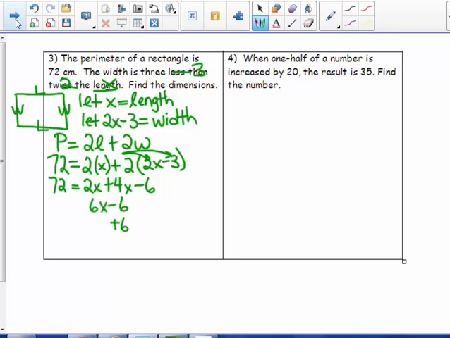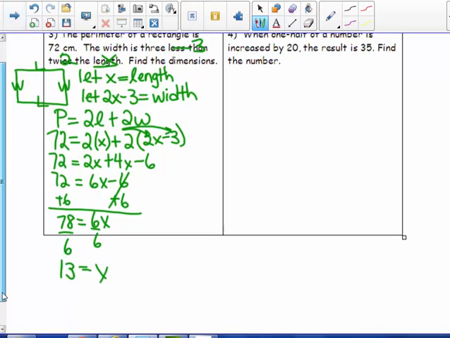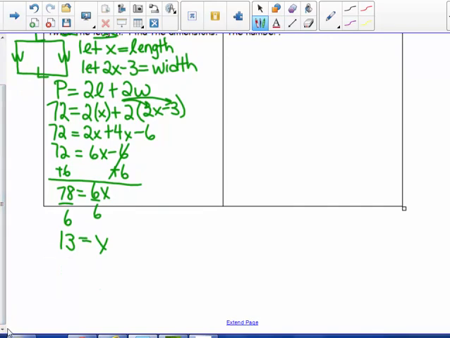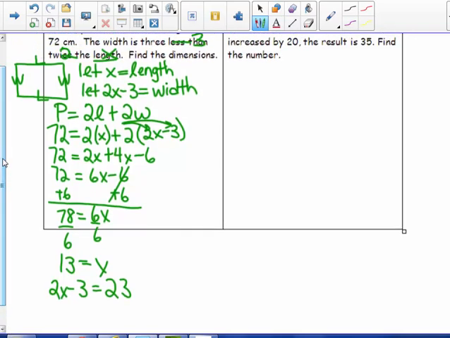Adding 6 on both sides, I'm going to get canceling. Don't forget canceling. 78 is equal to 6x's. Dividing by 6, I get 13 is equal to x. Got to answer that second let statement. 2 times 13 is 26. 26 take away 3 is 23.